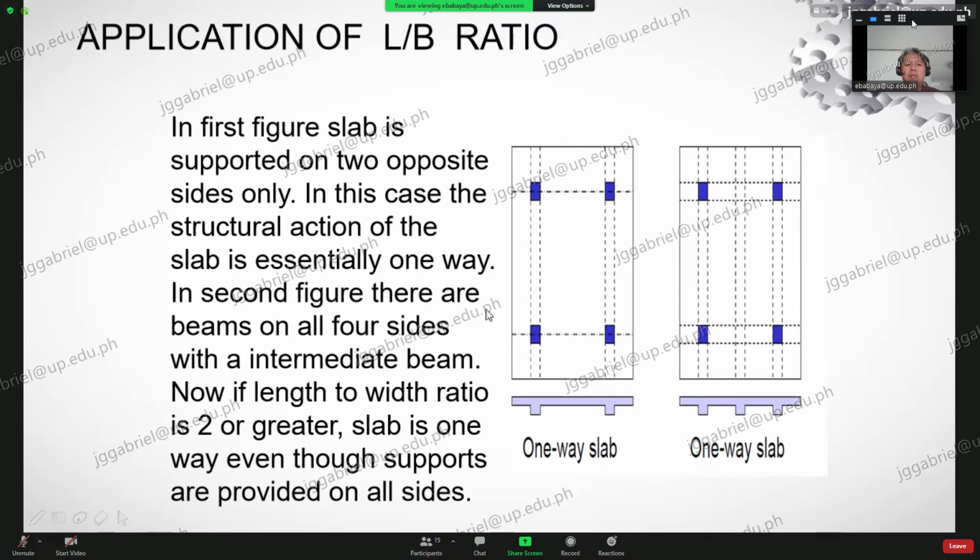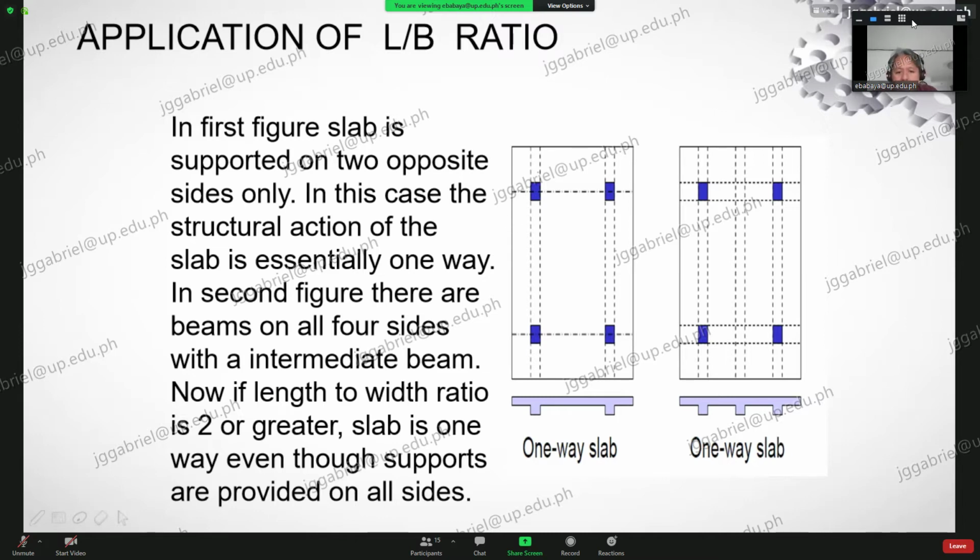In the second figure, there are beams on all four sides with an intermediate beam. Meron kang intermediate beam dito. Okay. Now, if length to width ratio is 2 or greater, slab is one way, even though supports are provided on all sides. Okay. Even though there are supports, as long as the length to width ratio is 2 or greater, it is still one-way slab.